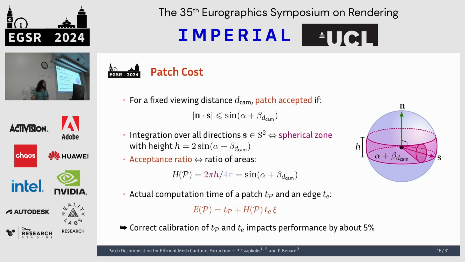So if you are culling the patch 80% of the time, that means we're only going to count 20% of the time for the edges, as it's the mean one, the mean time. So of course that means we have a calibration step that changes by machine, but in the paper you can see that the performance isn't impacted that much in the end, just about 5%. So that's useful but not critical.